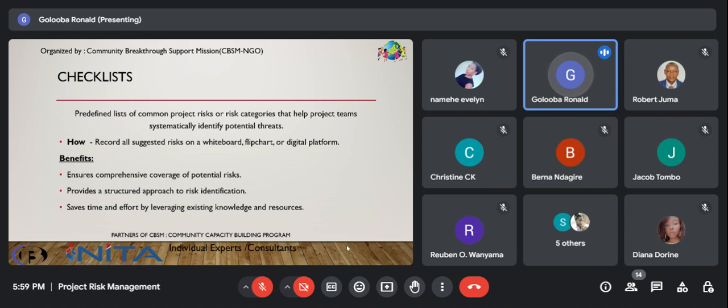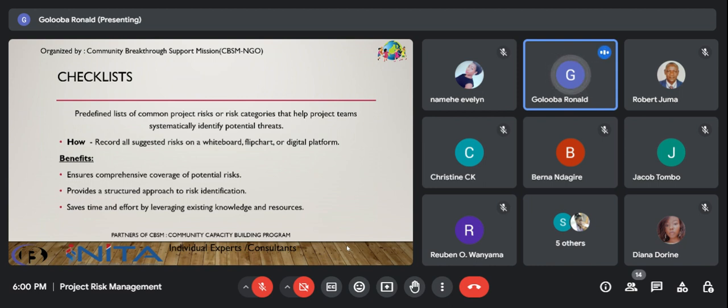So then I will also have the technique of using checklists, and these are predetermined lists of common project risks or risk categories that help project teams systematically identify potential threats. And it also involves recording all suggested risks on a whiteboard, flip chart, or a digital platform, and still going through the process of determining the level of influence or impact on the project or interest of the different stakeholders, as we shall see.